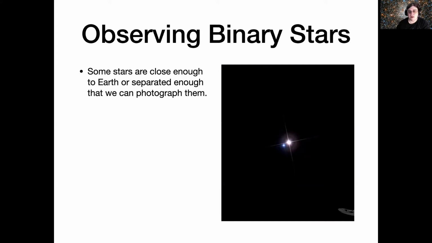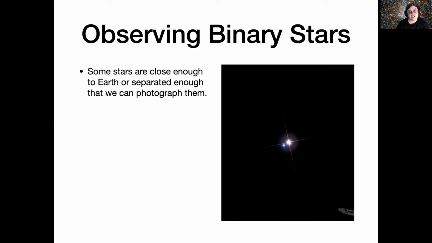Now, how do we know about this? Well, some stars are close enough to Earth or they're far enough apart that we can photograph them. That when we point a telescope at these stars, this is, I believe, Albireo, Beta Cygnus, we see 2 stars, even though with our eyes, without a telescope, we only see one. You can see many systems. For instance, there's a star called Epsilon Lyrae that's a famous system called the double-double. It's 4 stars and kind of 2 sets of 2.